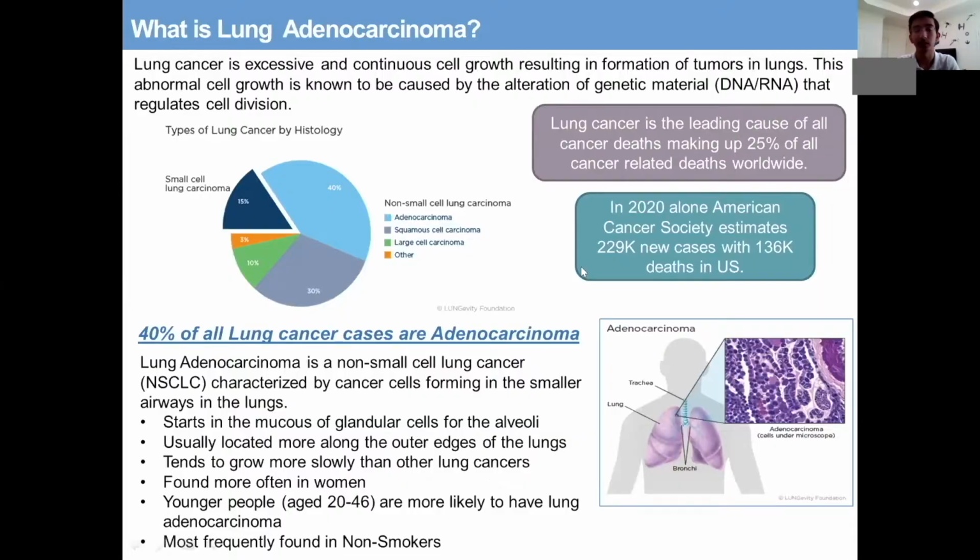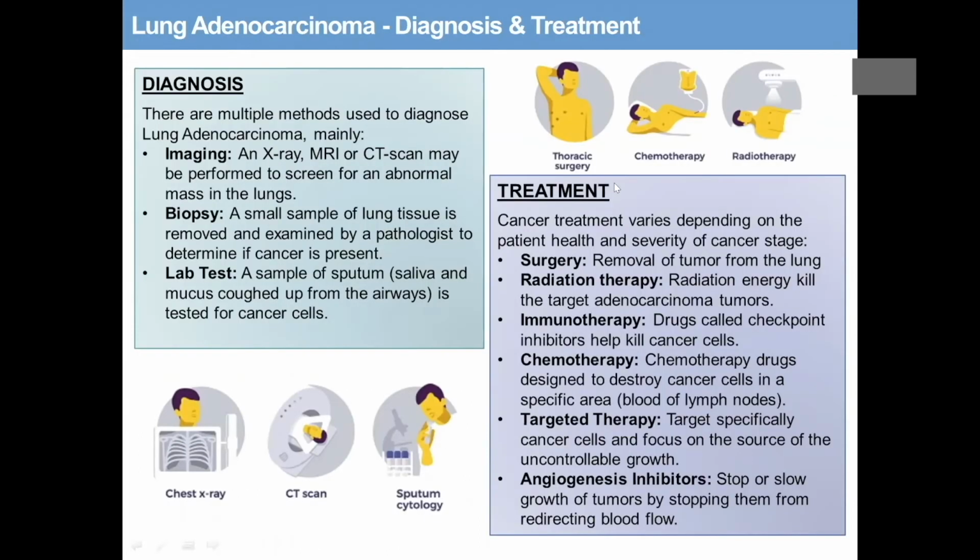I'm a senior at St. High School, and my presentation is about biomarkers in lung adenocarcinoma. What is lung adenocarcinoma? Lung adenocarcinoma is a type of lung cancer, and lung cancer is defined as excessive and continuous cell growth resulting in the formation of tumors in the lungs.